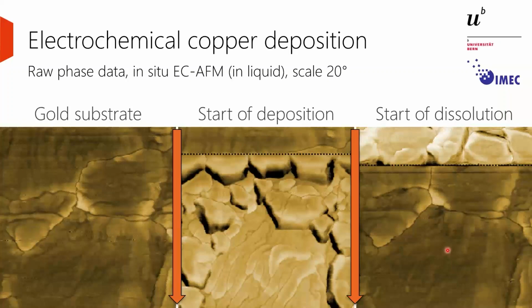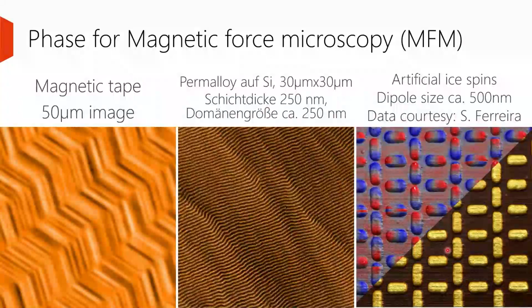For polymers, it's nice. For detecting material on a surface, it's nice. And one of the most common applications for phase contrast is actually magnetic force microscopy. I will not go into detail on that. I just show you three nice images.